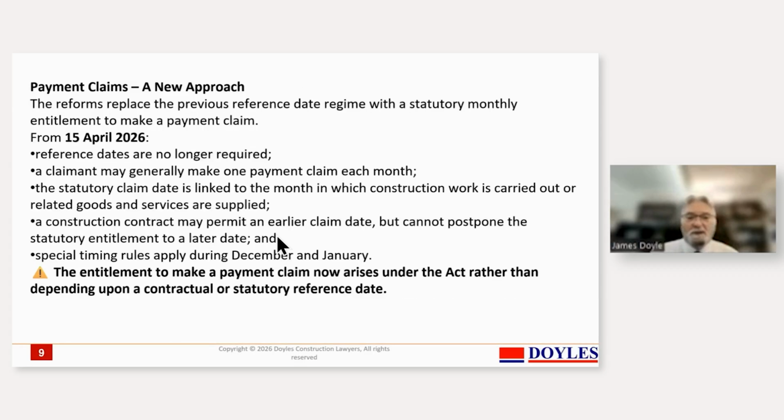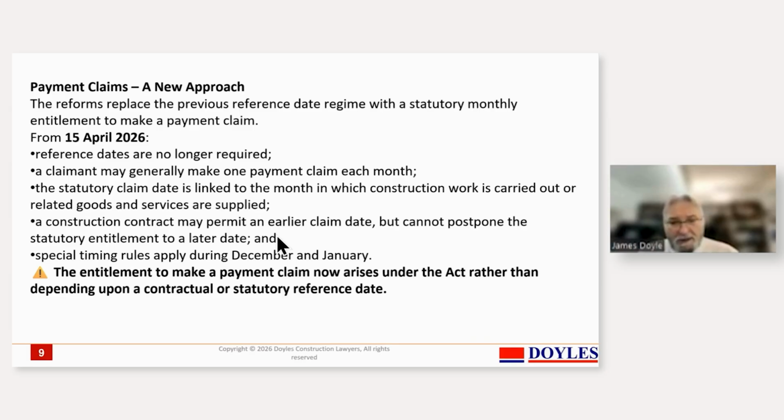So with payment claims, you make it on a monthly basis. The situation with reference dates caused many claims to be dislodged, but that won't now affect. And the contract can permit an earlier claim date, but that can't postpone the statutory entitlement to a later date. It can't say, well, you can't claim this for 3 months. You are entitled every month to make a claim.